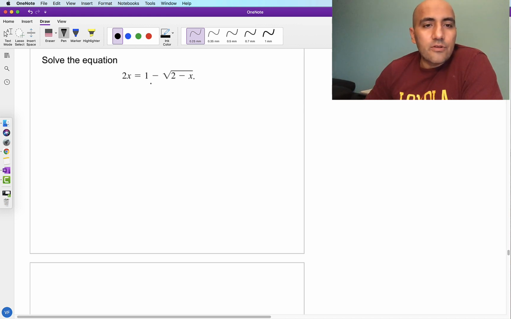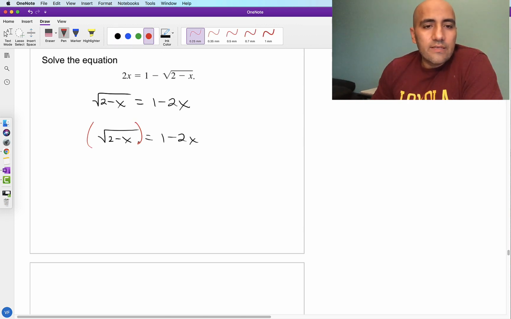So the first thing I'm going to do is move things around a little bit. So I'm going to rewrite this in the following way. I'm just going to move this over to this side. So I'll end up with positive root 2 minus x. And I'll move this to the other side. That equals 1 minus 2x. Right? Moving that over there, and then moving this over here. And now that I've done that, I'm going to square both sides. Minus x equals 1 minus 2x.